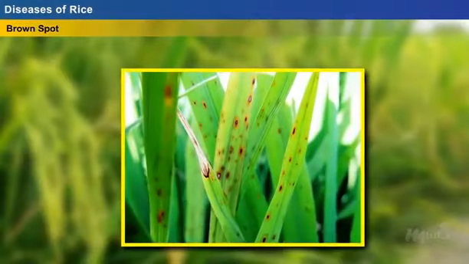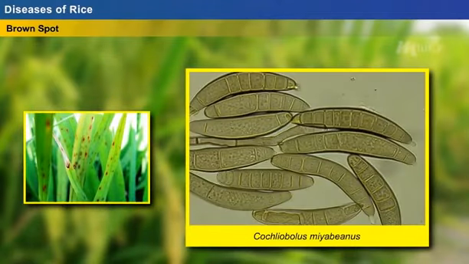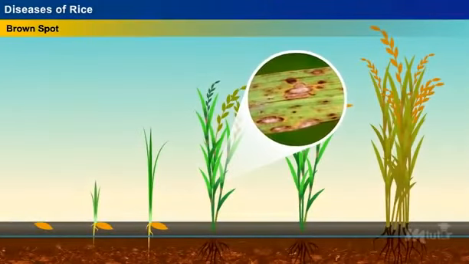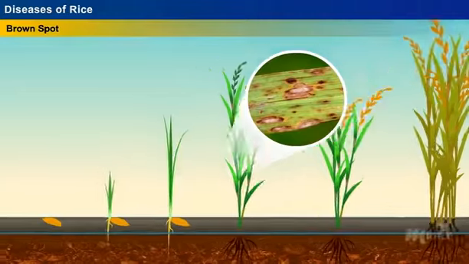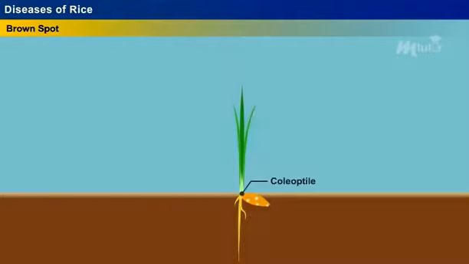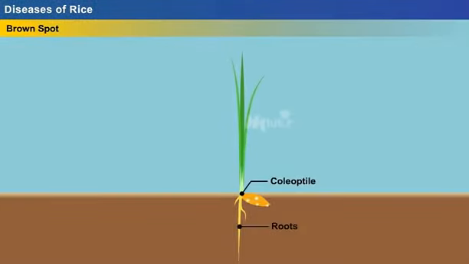Brown spot. It is caused by the fungus Cochliobolus miyabeanus, which is formerly known as Helminthosporium oryzae. The fungus affects the plant in all stages of growth, that is, from seedling to the final stage. When a diseased seed is sown, the spores enter the coleoptile and the roots. When the plant grows, the spores develop on the leaf, forming spots.